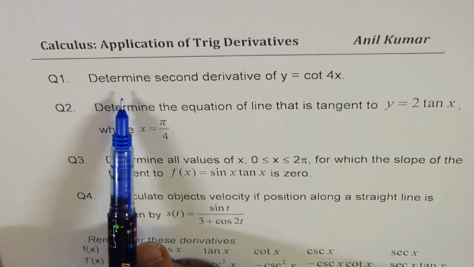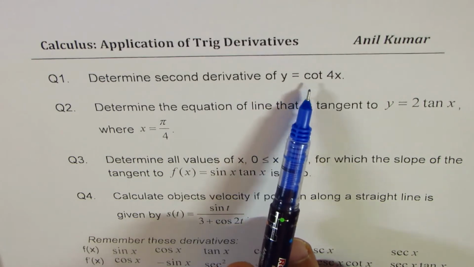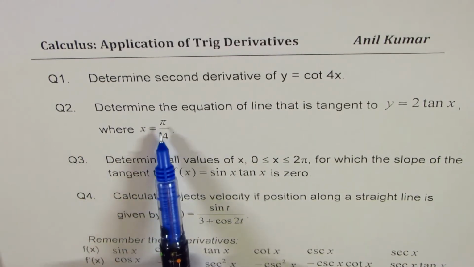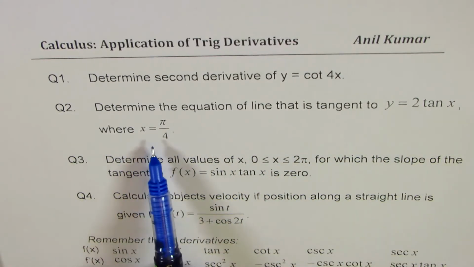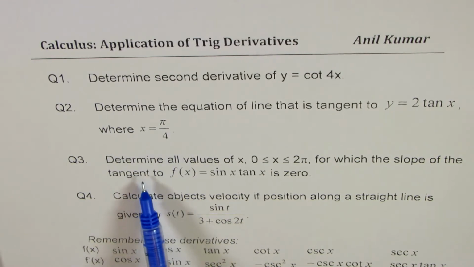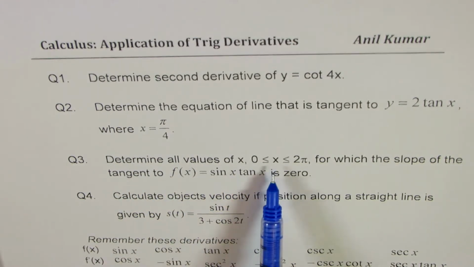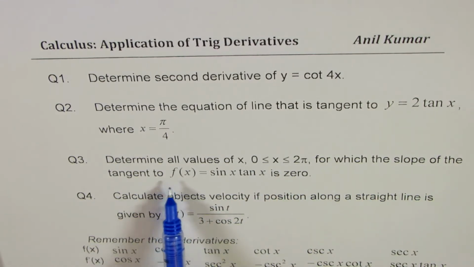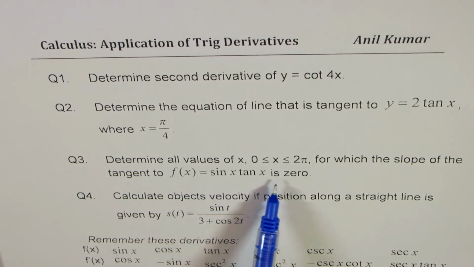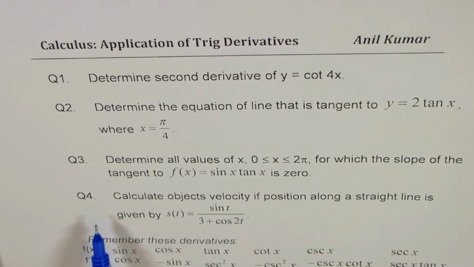Question number 1. Determine second derivative of y equals cot 4x. Question 2. Determine the equation of line that is tangent to y equals 2 tan x, where x equals pi by 4. 3. Determine all values of x, where x is between 0 to 2 pi, for which slope of the tangent to f of x equals sin x tan x is 0, horizontal tangent line. Question 4. Calculate object's velocity if position along a straight line is given by s of t equals sin t over 3 plus cos 2t.